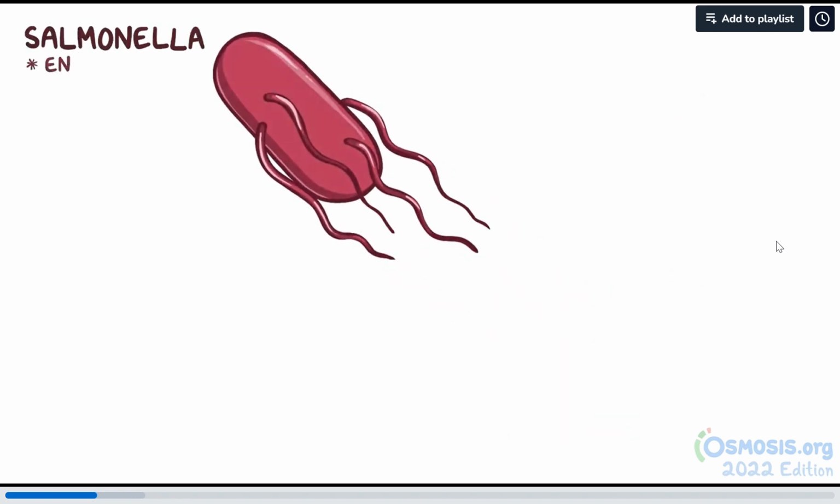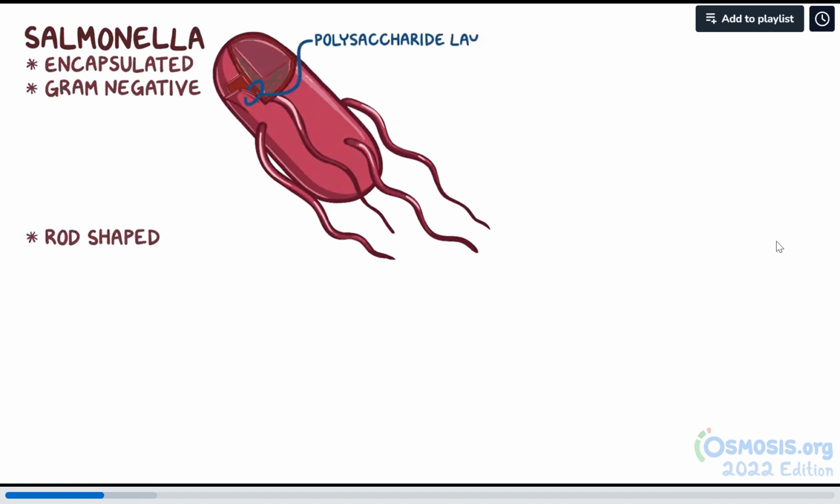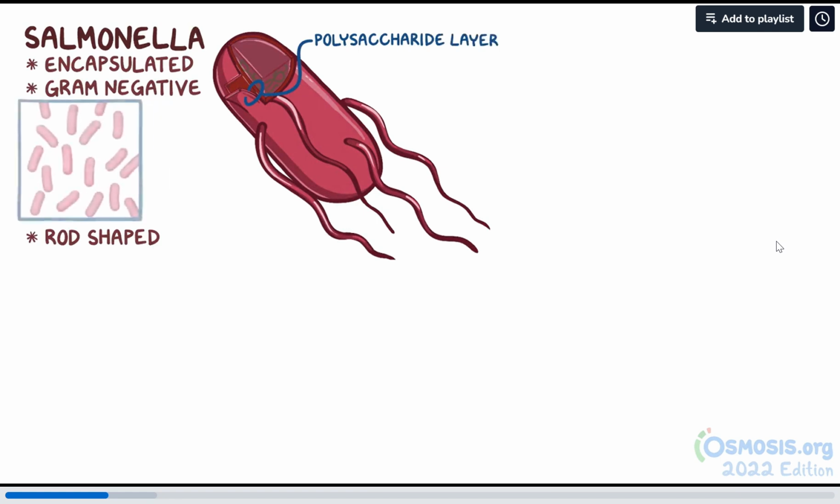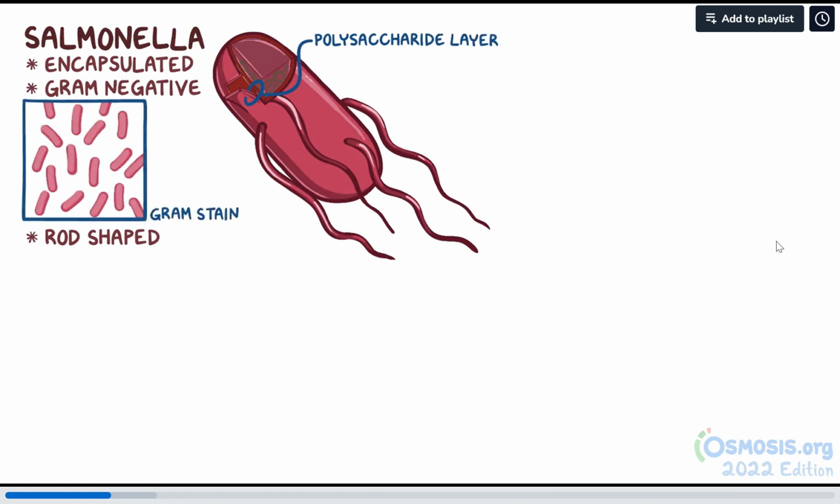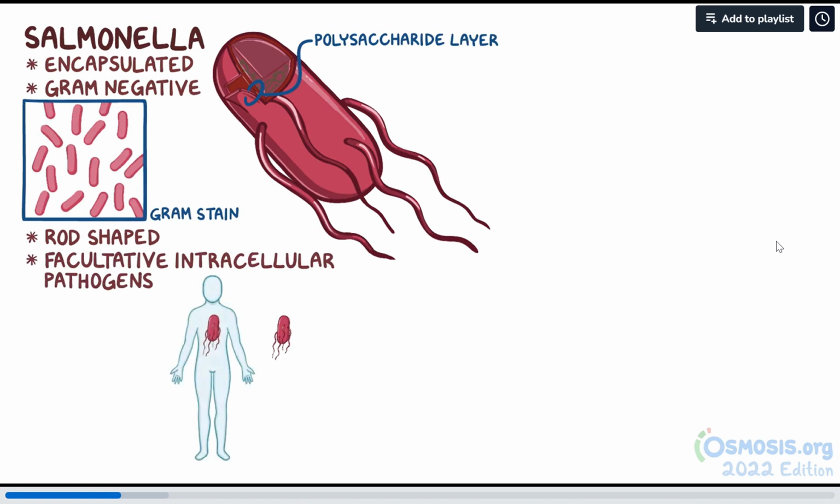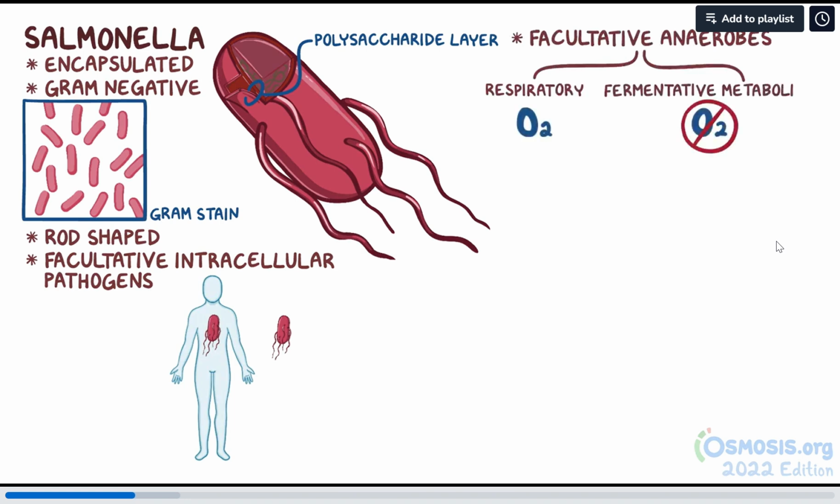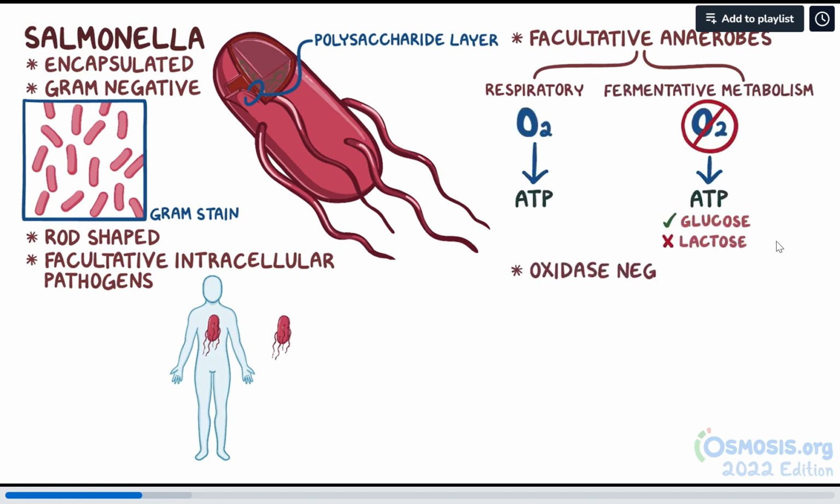Generally, Salmonella are encapsulated gram-negative rod bacteria, meaning they have a polysaccharide layer outside the cell envelope and look like little red or pink sticks on a gram stain. They're facultative intracellular pathogens, meaning they can live both outside or inside of their host cells. They have flagella, making them motile, but don't form spores. They're also facultative anaerobes, so they can undergo respiratory and fermentative metabolism. And they can ferment glucose, but not lactose. They're oxidase negative and produce hydrogen sulfide gas.